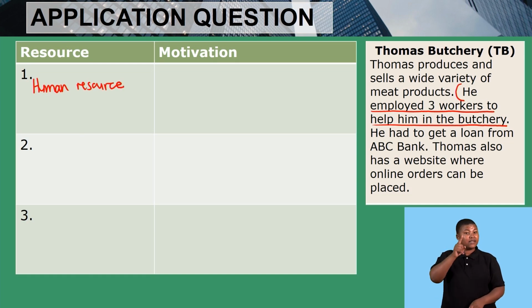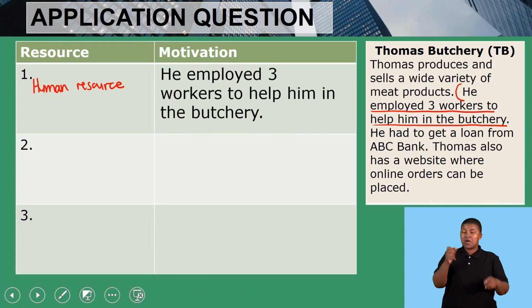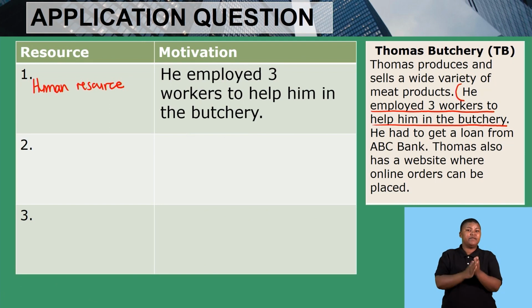Now they said we must motivate by quoting. So watch out for a quote. A quote has to be specifically from the scenario, and it has to be word for word the same sentence, and the whole sentence must be quoted. So you will see he employed 3 workers to help him in the butchery. The motivation I placed there is exactly the same wording as from the scenario.